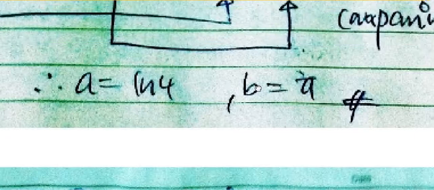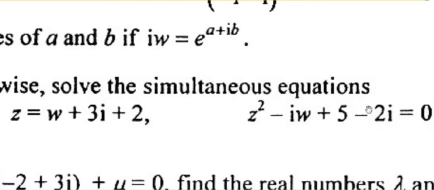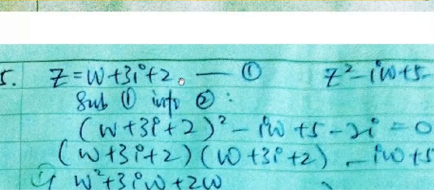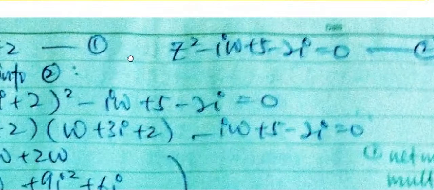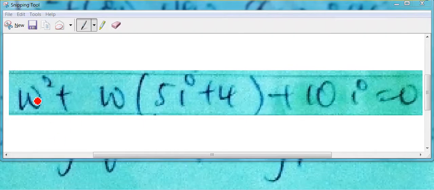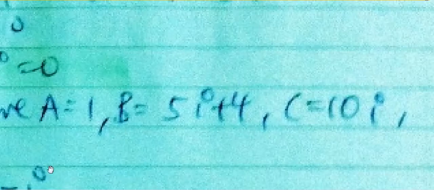Question number 5. The requirement is to solve for W and Z simultaneously. There's no trickery involved in this question. Simply set Z as equation 1 and substitute equation 1 into equation 2. If you simplify that, you should get W squared plus W(5i plus 4) plus 10i equals 0. Solving quadratically where A equals 1, B equals 5i plus 4 and C equals 10i, you'll be able to solve for W and then subsequently Z.